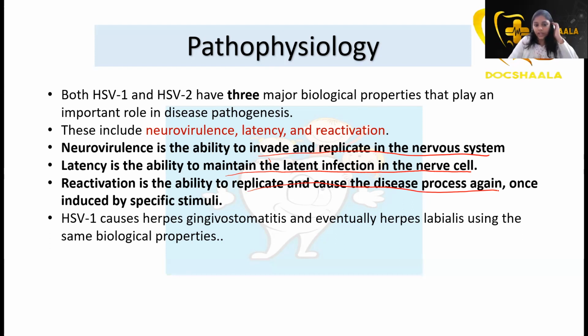HSV1 commonly causes herpetic gingivostomatitis, that is, it affects the gingiva, and eventually labialis, using the same biological properties. It affects the gingiva when the patient is a child, but later it affects in the form of labialis throughout his entire life.